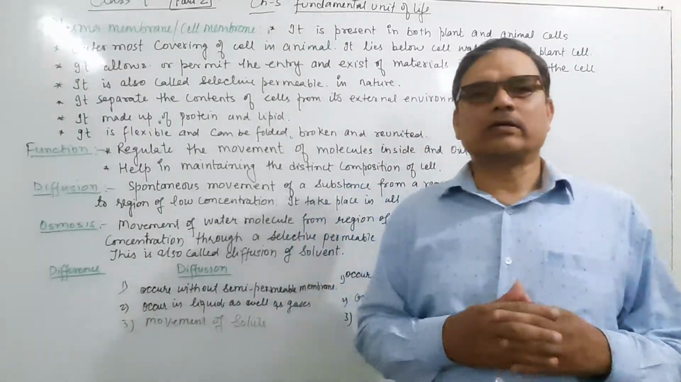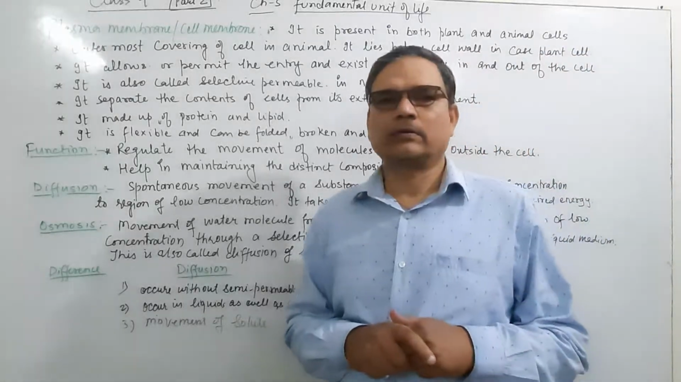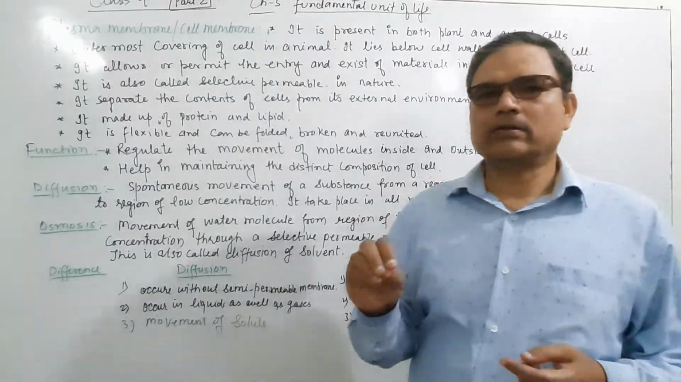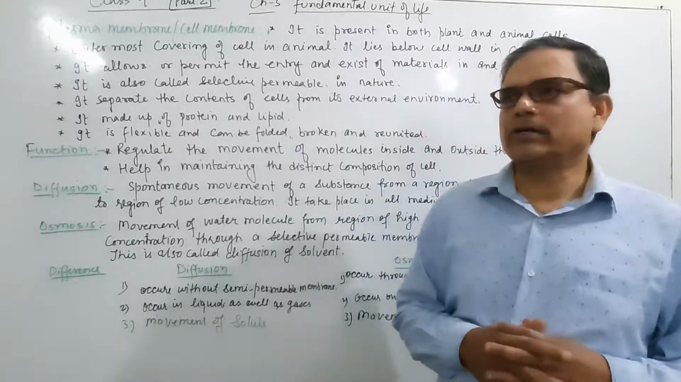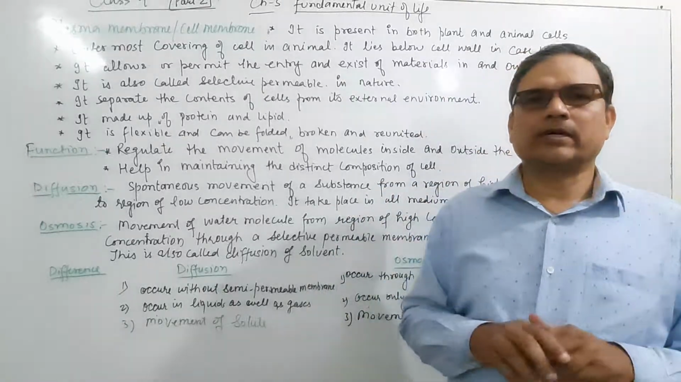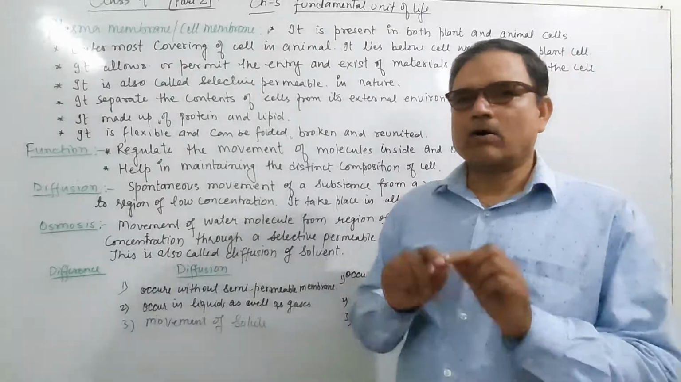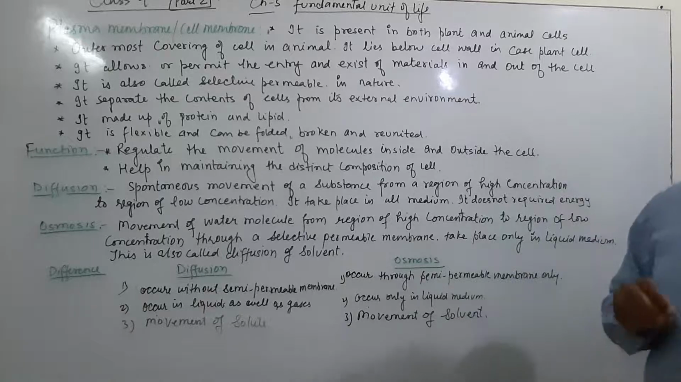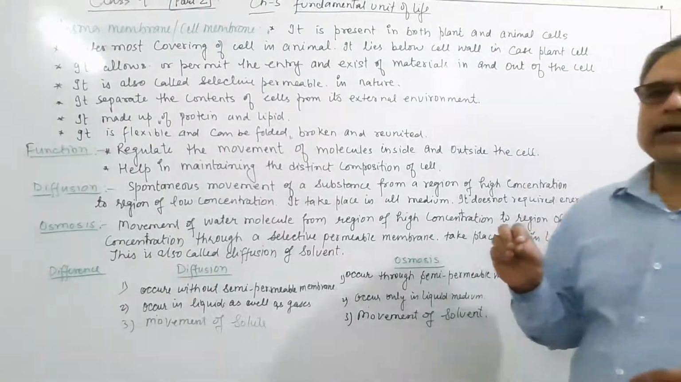Here we will start with what the plasma membrane is, what its function is, and where it is located. The plasma membrane is actually the outer part of the cell. Outer part of the cell means it is present in both plant cells as well as animal cells.